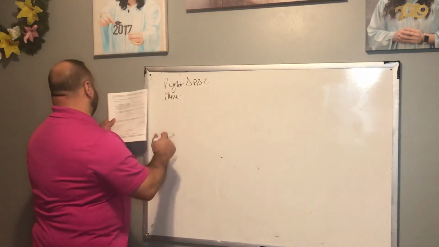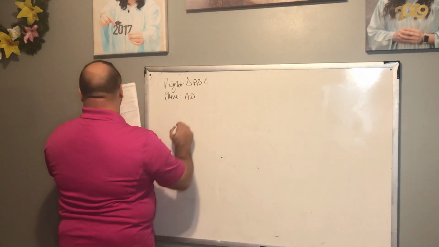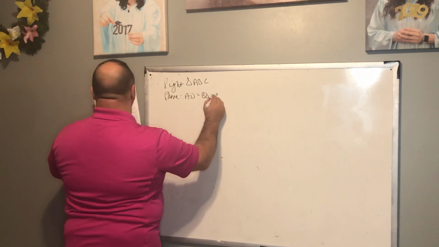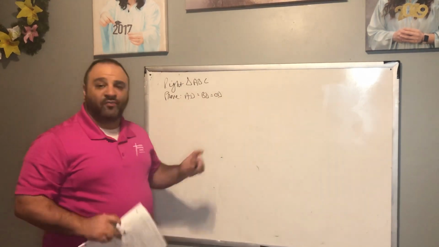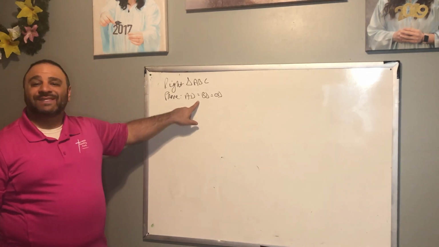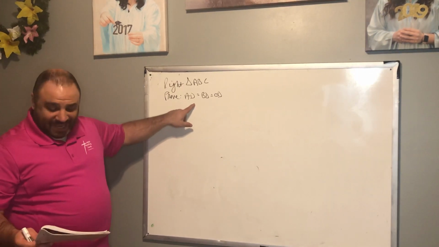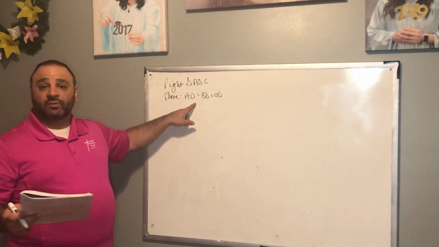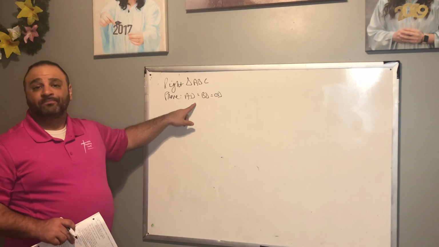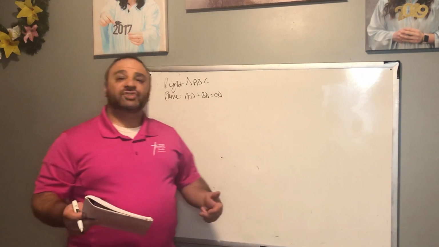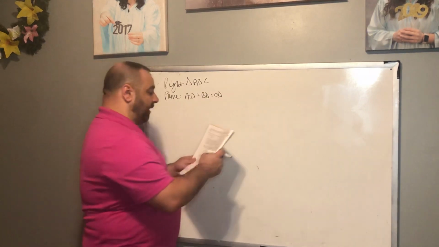We want to prove that segment AD is equal to BD, which is equal to CD. Now before we do this, we're proving segments equal. If we're proving segments equal, which one of the theorems are we going to be using? We're going to be using the distance formula. Very good. Now, let's draw this on our coordinate plane.